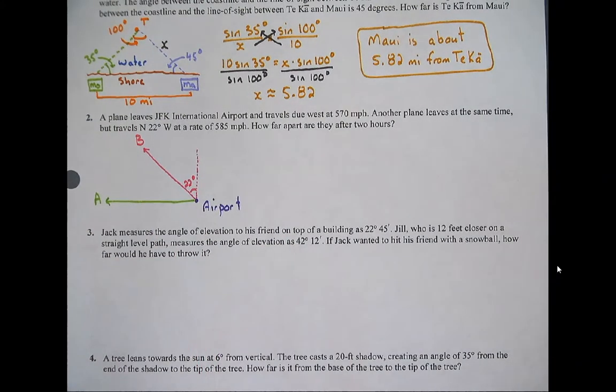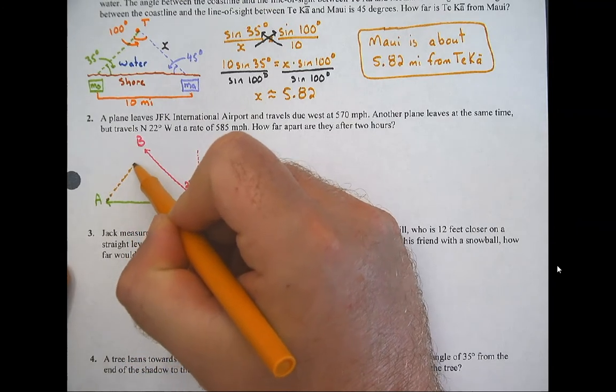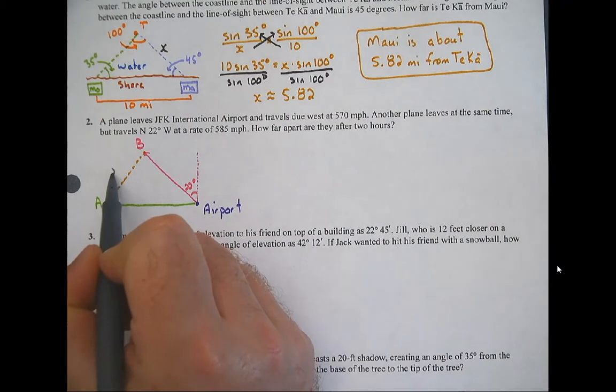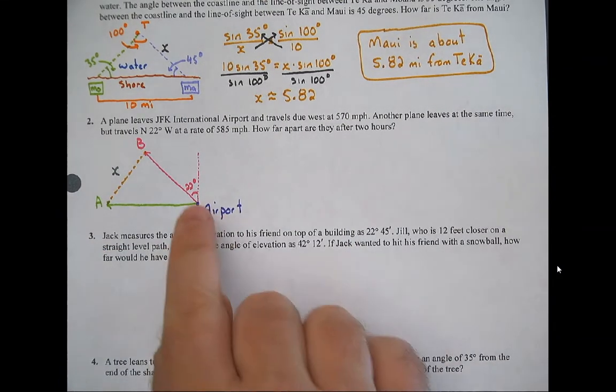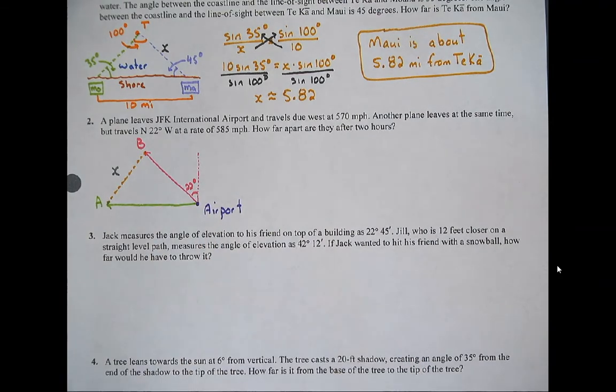That's plane B. The question is, how far apart are they after 2 hours? So I want to figure out how far apart these guys are. That's my variable. That's the unknown in the story. Notice I didn't put any numbers in except for that 22 degrees so I could explain to you how that worked.